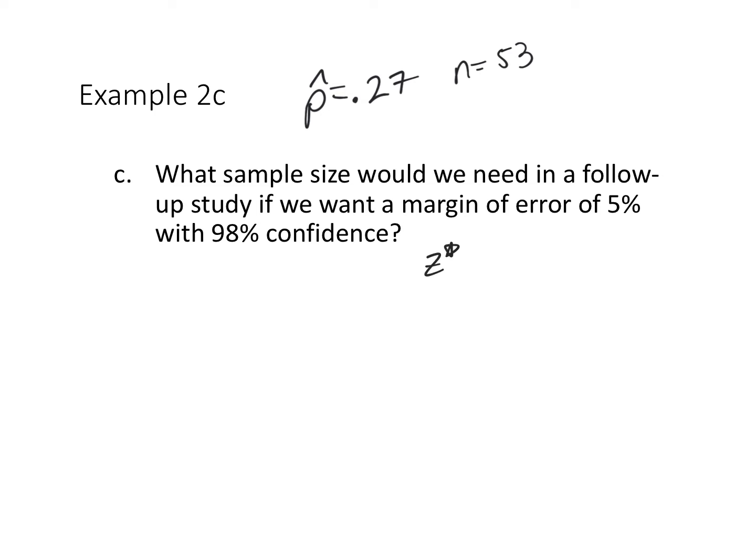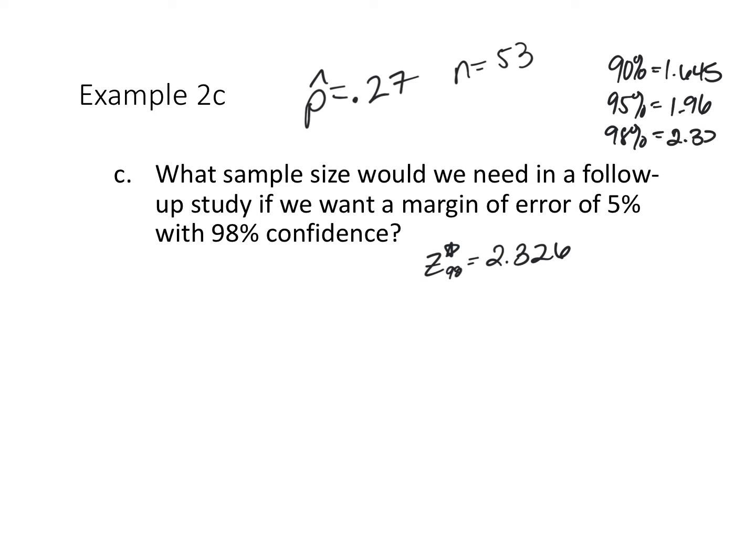So the z star for 98% is 2.326. That's one of the three I asked you to memorize. 90%, 1.645. 95% was 1.96. 98% was 2.326. And 99% was 2.576. Okay, but you should have these memorized. I will not be giving you a table with this data on it for the quiz.